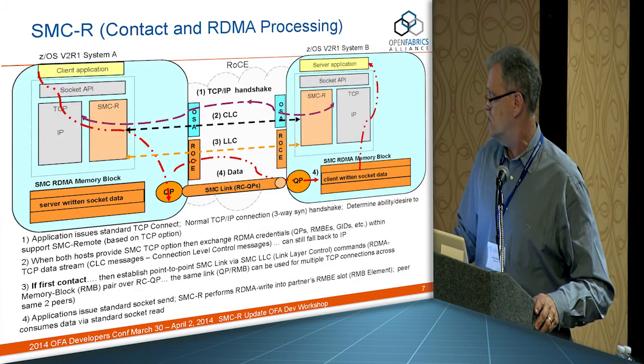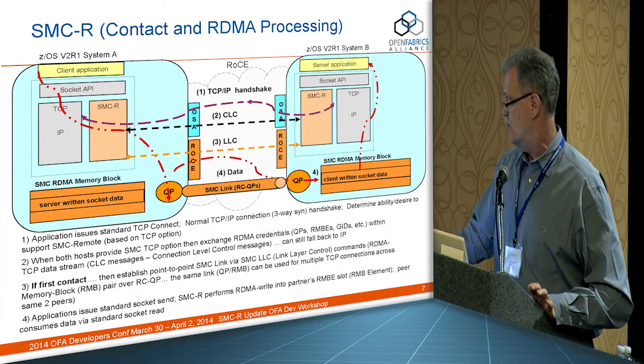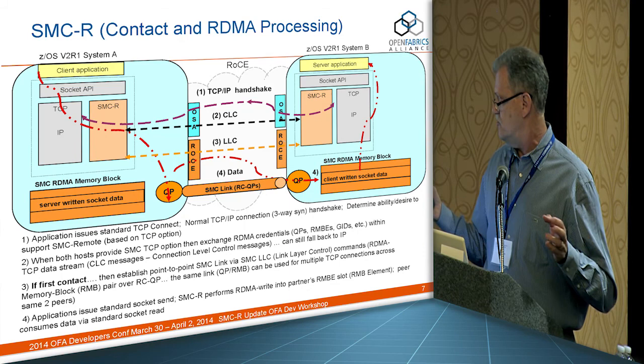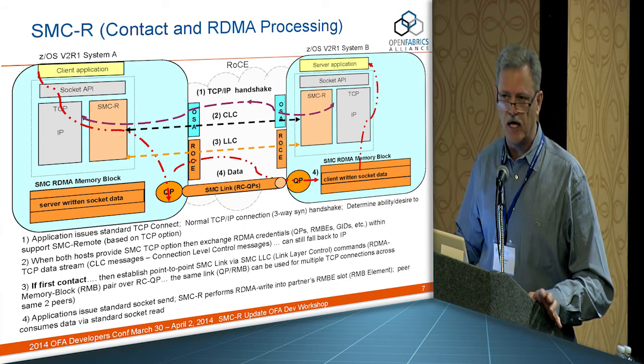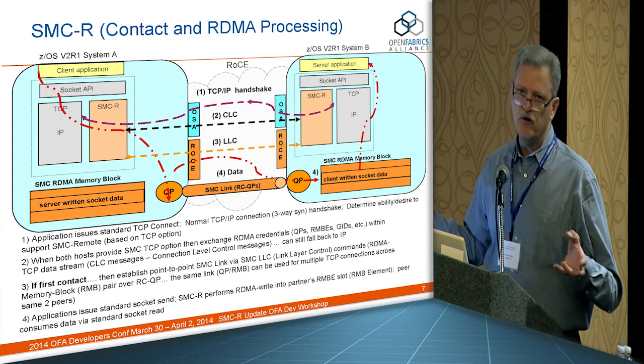So this next chart goes into the details just a little bit lower. Here I'm showing two nodes, and this thing called OSA is the name of the adapter on System Z. It's just an Ethernet adapter. The adapters could be separate or physically the same.